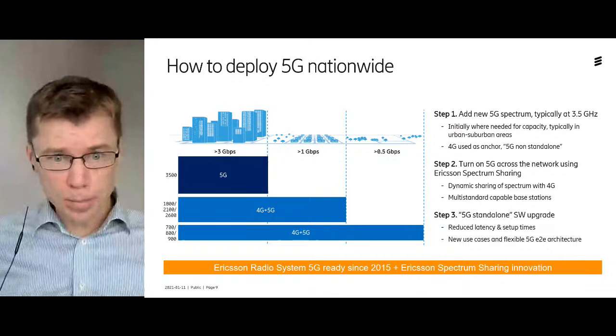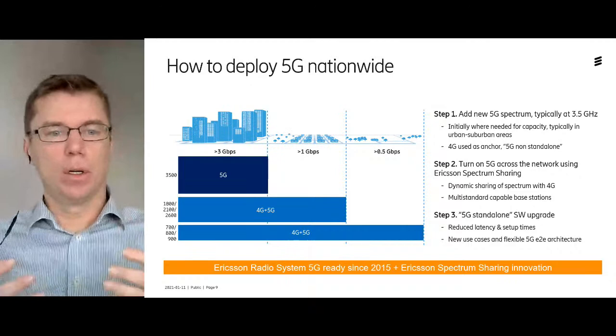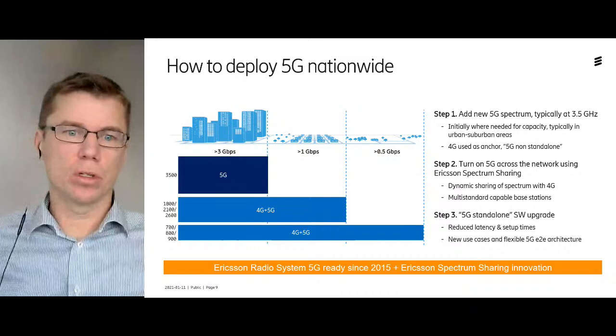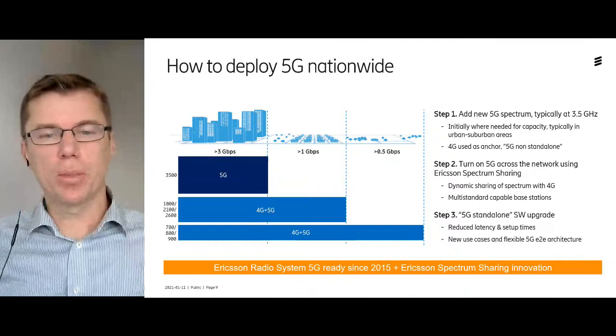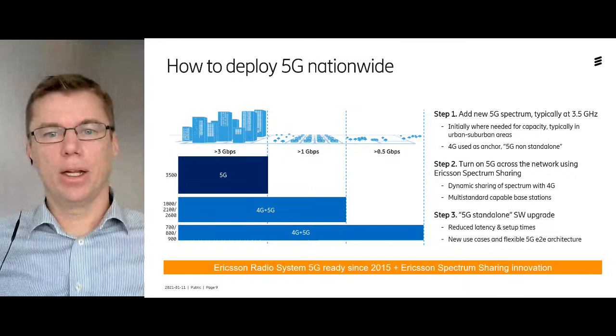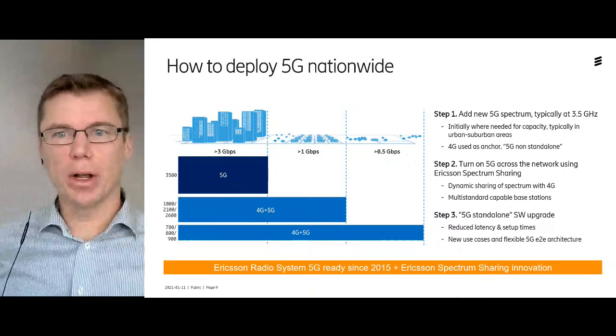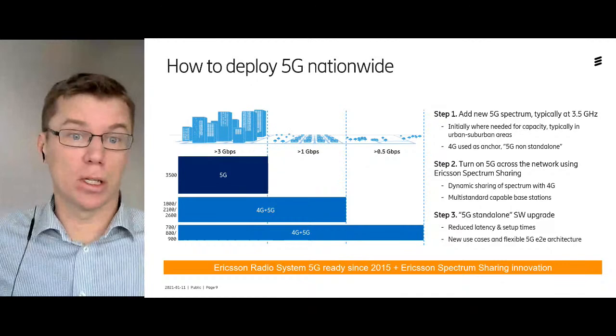Then you have the other bands where you still have a lot of traffic on 4G. You have a lot of users on 4G that need to be served for years to come, and you want to have very good coverage. And these bands can then be shared between 4G and 5G. And here Ericsson was early out, and we developed a concept called Ericsson spectrum sharing, which allows the operator to run 4G and 5G simultaneously in the same band.